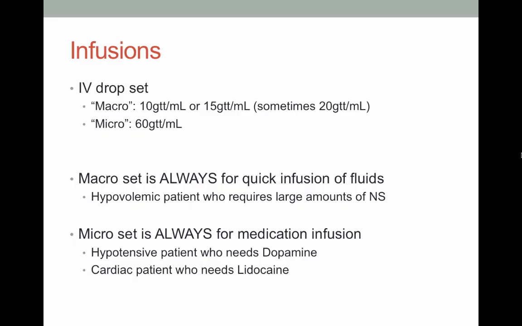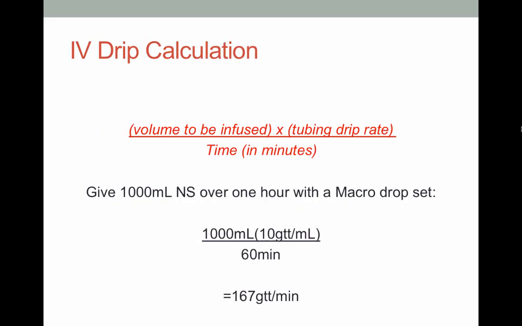So think of macro sets as always being used for fluids like normal saline and lactated Ringer's. The micro sets are always used for medication infusions. We never want to see, say, a dopamine bag hooked up to a 10-drop set. That'll end very poorly for your patient because it's very easy to screw up the calculation and get the wrong drip rate. So how do we calculate how to set our drip rate?